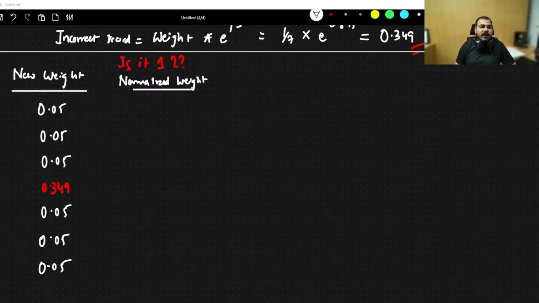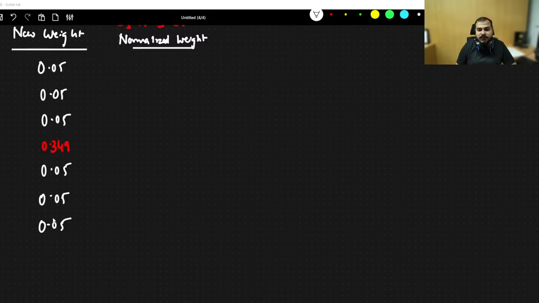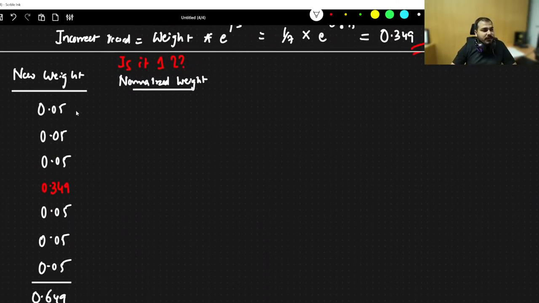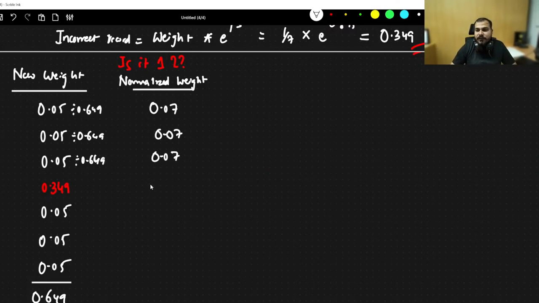In order to normalize, all you have to do is find out the sum of all these values. The summation of all these will be 0.649. All you have to do is divide all the numbers by 0.649. Like this, divide all the numbers by 0.649 and tell me what answer you get. So here your normalized weight will look like 0.07, 0.07, 0.07, and this value will be somewhere around 0.537, I guess. Then this will be 0.07, 0.07, 0.07. So this is basically the normalized weight. Just let me know whether you're getting this or not. Yes, I hope everybody is able to understand.